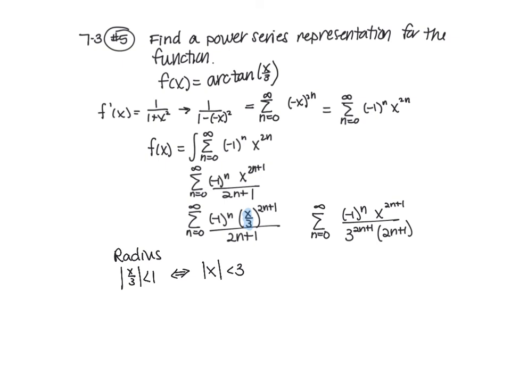And so anytime we get it in the form where the absolute value of x plus or minus something is less than a number, that number, this number right here, is your radius. So this number is my radius. So my radius of convergence is 3.